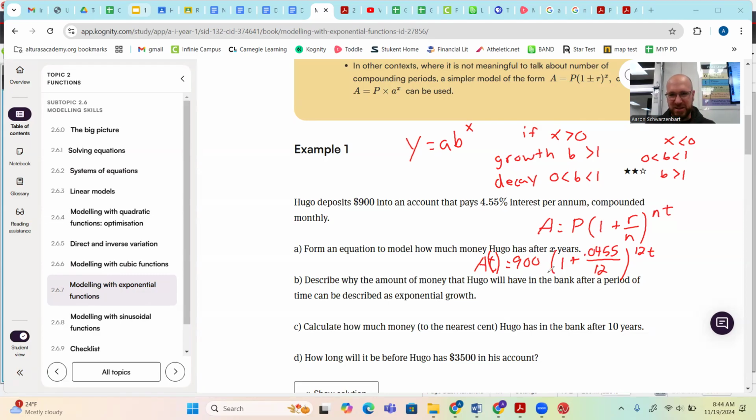Why can it be described as exponential growth? Well, it's in the form a b to the x. b is just this little more complicated thing. And there's a transformation 12x. Calculate the money to the nearest cent Hugo has in the bank after 10 years. I don't know why I'm doing it this way. I can't write.